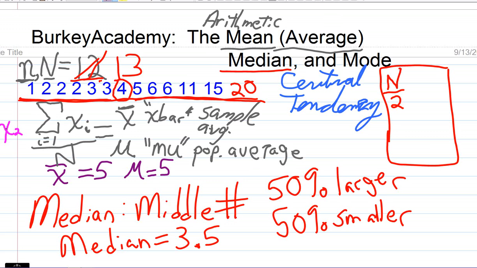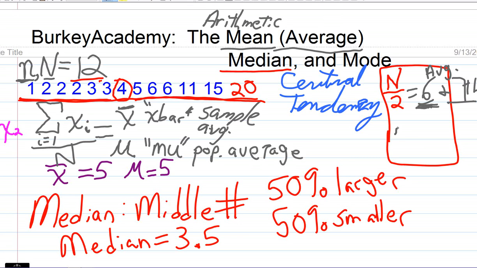Now, if you have an even number, let's go back to the even number of digits again. If you had 12 numbers, n divided by 2 would be 6, right? Since that's an integer, what you're going to have to do is average the 6th and the 7th number. The rule says if you divide them by 2 and you get an integer, average the 6th and the 7th. Average that one and the next one. That'll give you your median.